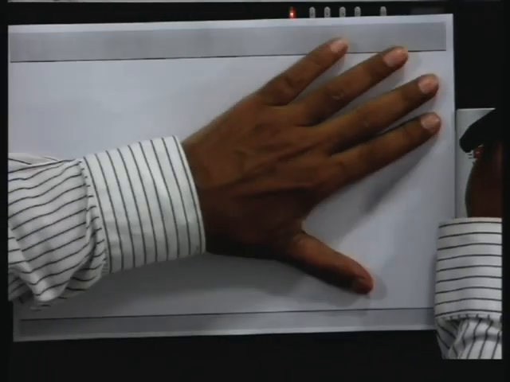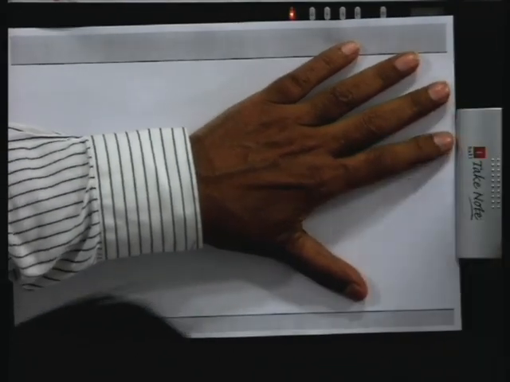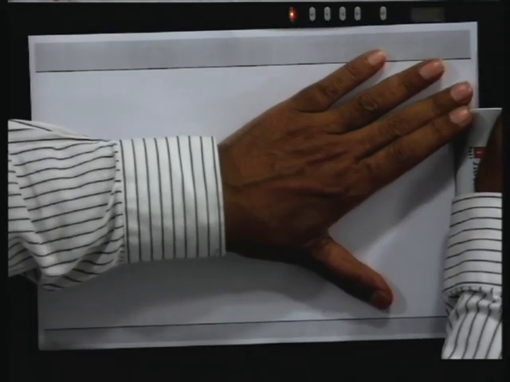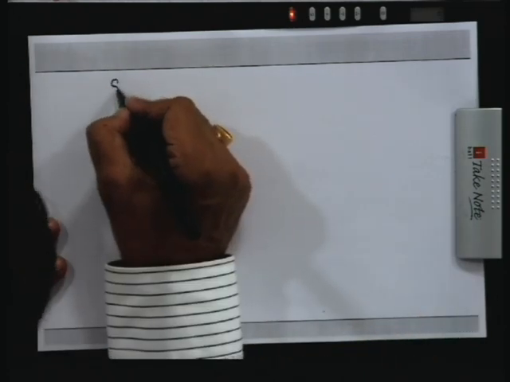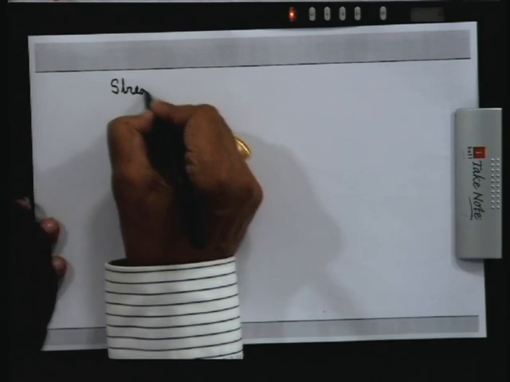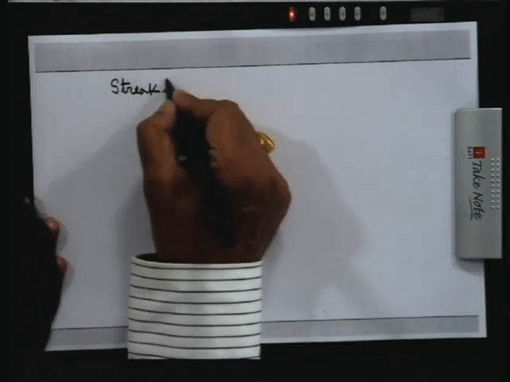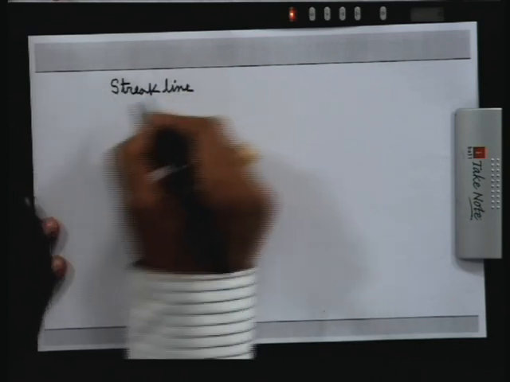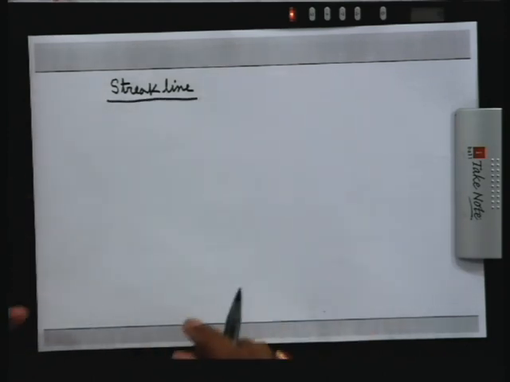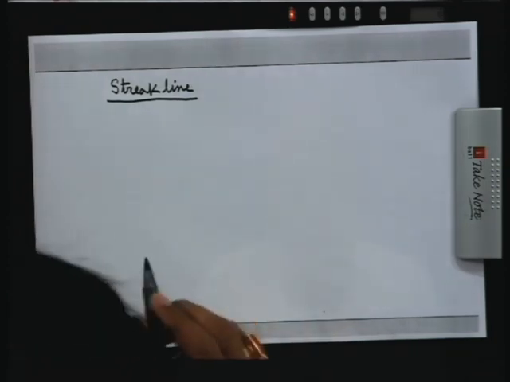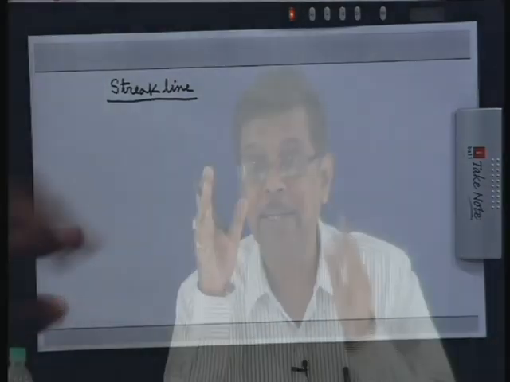Now another important line is there apart from streamline and path line. The streamline originates from the concept of the Eulerian approach, and path line comes from the concept of the Lagrangian approach. Another line comes which is the streakline, which is in between, and actually this is the line which we observe in experimental flow visualization. Let me define what the streakline is. I will give you the definition, then I will draw this.